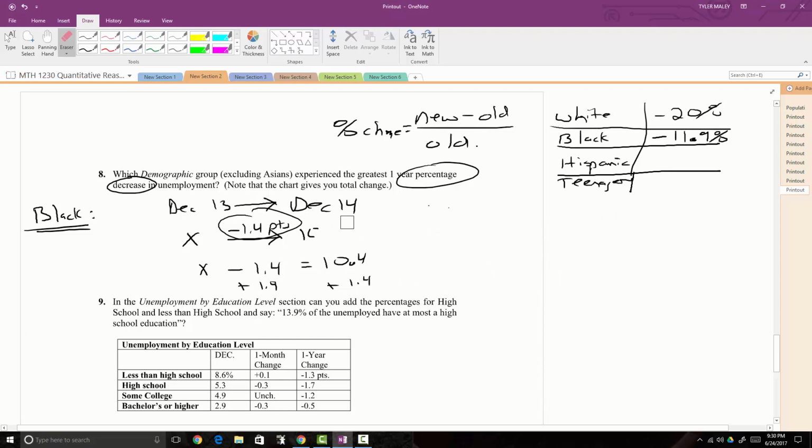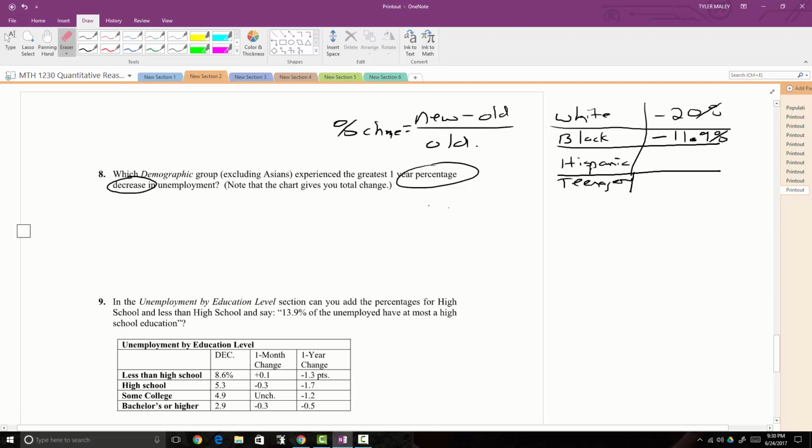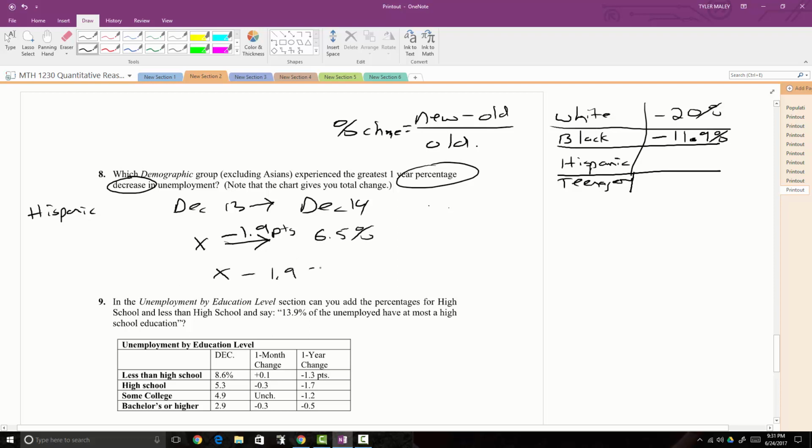So I need to erase these. We've got to do it 2 more times, Hispanic and then teenagers. So December 13 to December 14. I go X, and the change for Hispanics was negative 1.9, and this is points. Then for Hispanics, we had 6.5% here. So X minus 1.9 equals 6.5. If we solve for X, we take 1.9 plus 6.5, and you get 8.4.